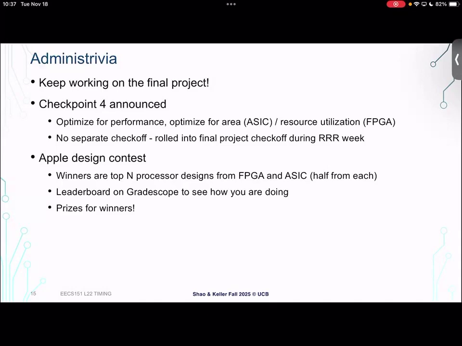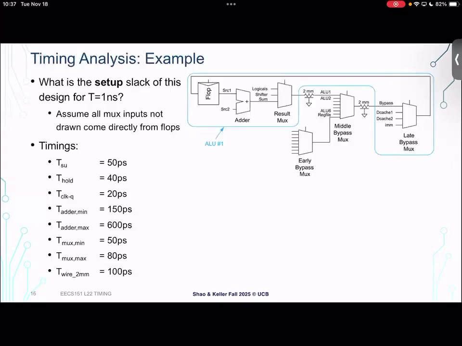Okay, cool. Let's move on. Let's look at an example of timing analysis. This is a cartoonized version of the actual critical path in Intel's Itanium 2 processor, which was, I think, about 25 years ago now. We're being asked to calculate the setup slack of this design if the clock period is 1 nanosecond.